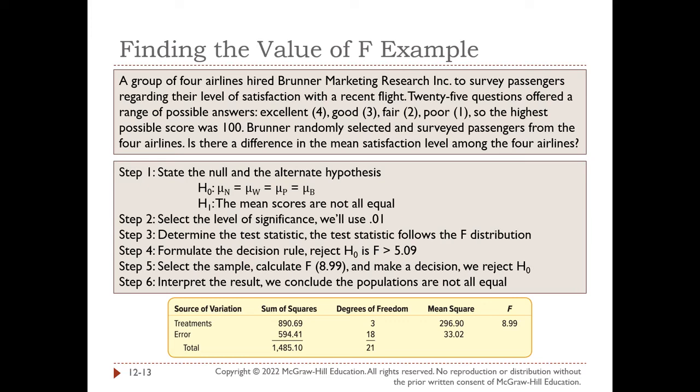Where again, we have n minus k. K is 4, the number of airlines we're using, the number of treatments, subtracted from the number of observations, which again, they did not really give us. That is a poor example when they do that. Anyway, this is where we come up with 5.09. We look at the F table, and using the intersection of our numerator and denominator, it comes up to 5.09.